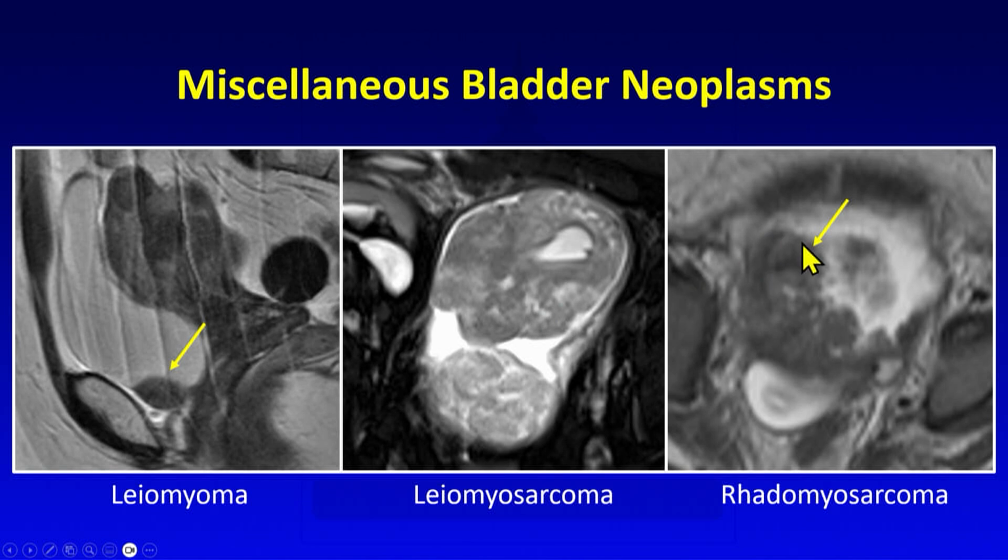And then in the pediatric population, you can get rhabdomyosarcomas. This is a lobulated polypoid mass, and classically the description is that bunch of grapes appearance.